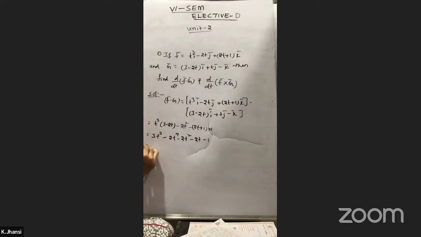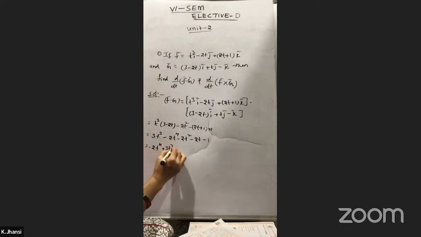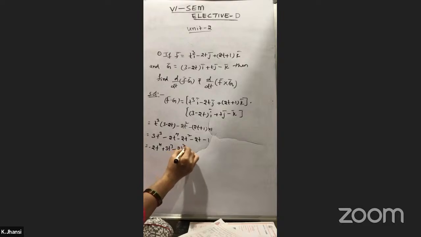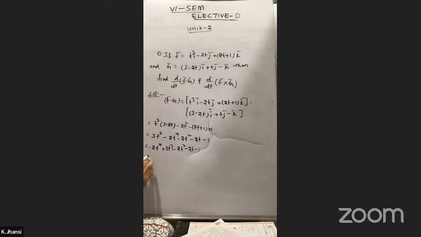So you can write it in descending order of powers, that is 2t^4 plus 3t^3 minus 2t^2 minus 2t minus 1. Okay, so now we have written it in order. Now we have to find d/dt of f dot g. Okay, so differentiation of this one.